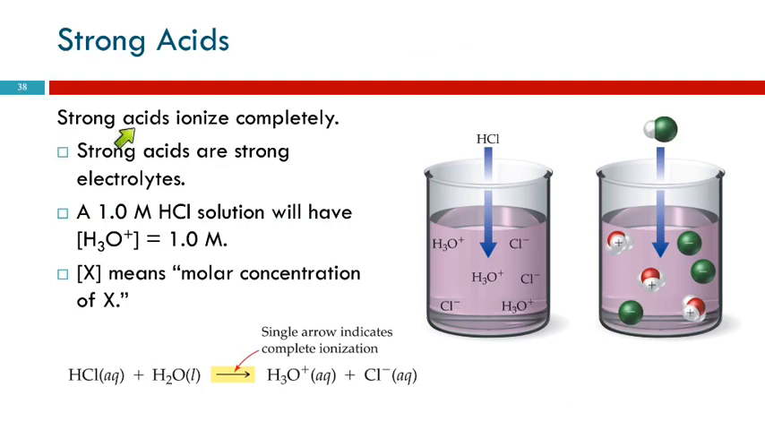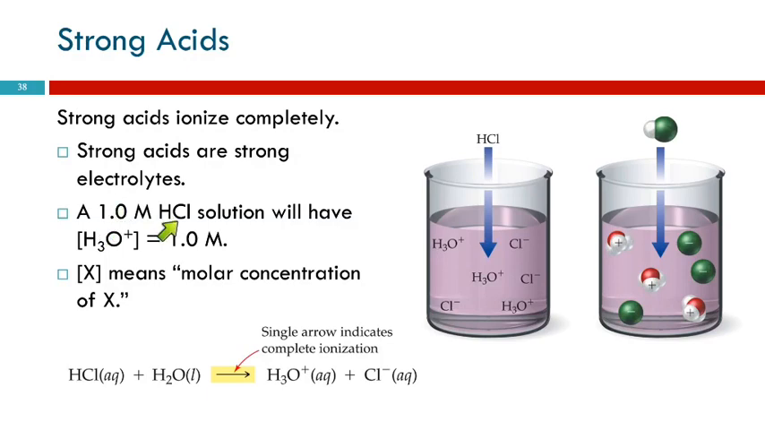So strong acids ionize completely. Strong acids are strong electrolytes. And so strong and weak here are used in the same way when we're referring to acids or bases or electrolytes. So HCl, you put it in water, it separates completely. So here, the hydrogen and the chloride separate completely. The chlorides don't have any hydrogens hanging around with them.